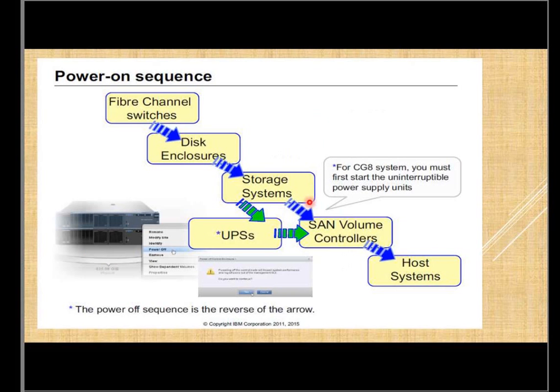Now this is the power-on sequence of our complete SAN network. This is the general practice that we follow in the case of SVC. First we turn on the Fibre Channel switches, then the disk enclosures, then the external storage subsystems. Then we power on the SAN Volume Controller, our SVC, and finally we turn on the host systems. If you want to do a power down, we follow the opposite sequence.